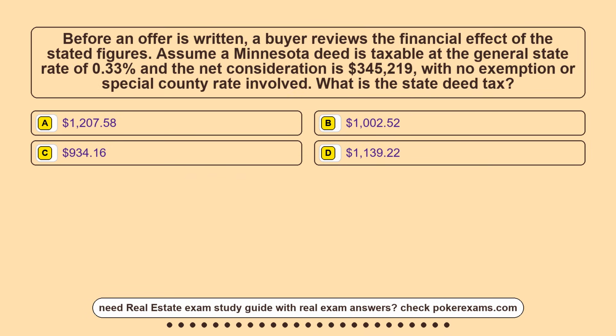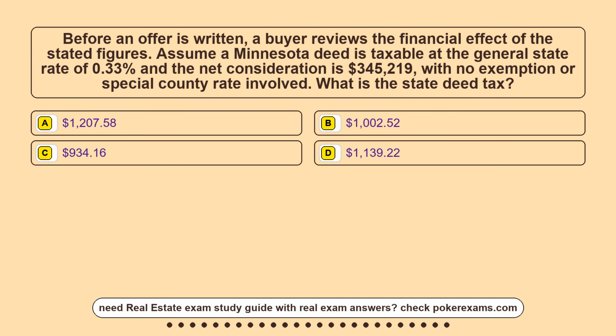Question 6. Before an offer is written, a buyer reviews the financial effect of the stated figures. Assume a Minnesota deed is taxable at the general state rate of 0.33% and the net consideration is $345,219, with no exemption or special county rate involved. What is the state deed tax?